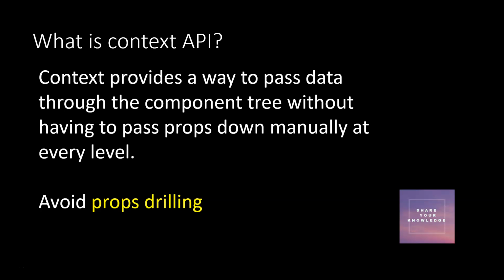If you have 4 levels of components and you want to send the data from the first level to the 4th level, you have to put props everywhere and send the data. This was called props drilling. To avoid this, the context API was created in React hooks.